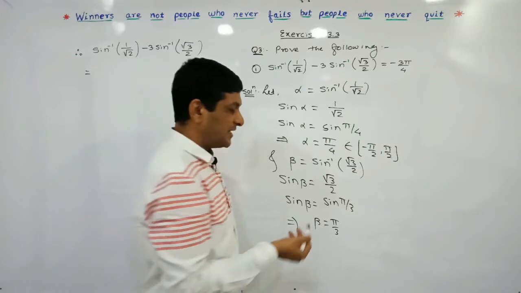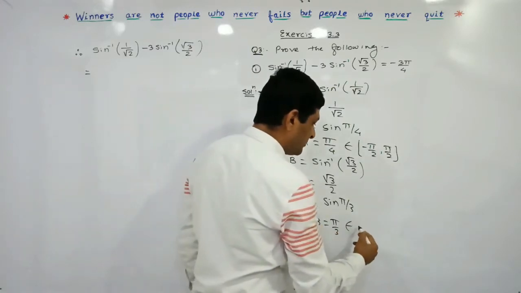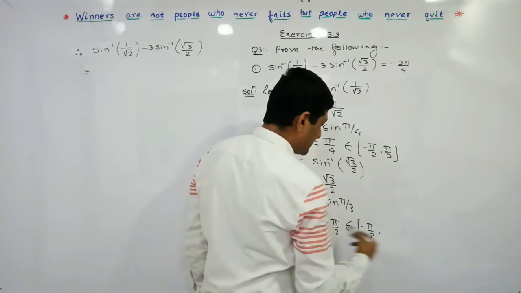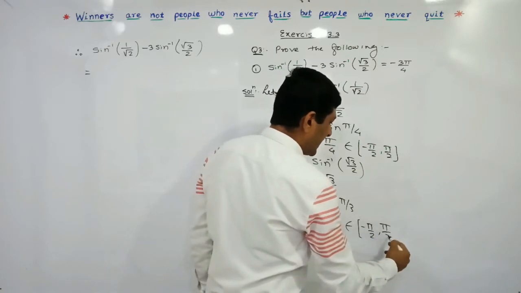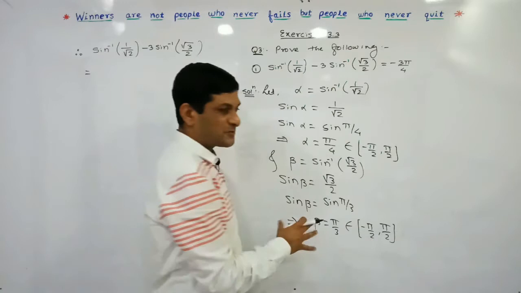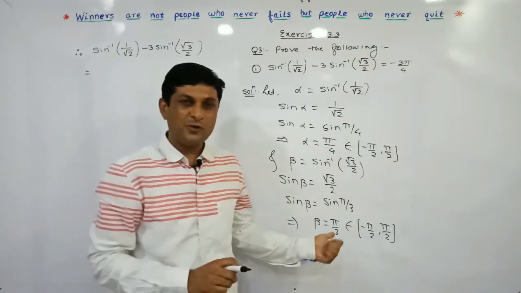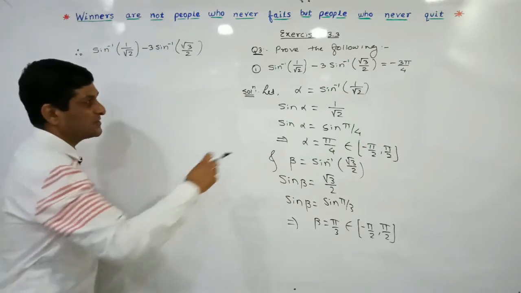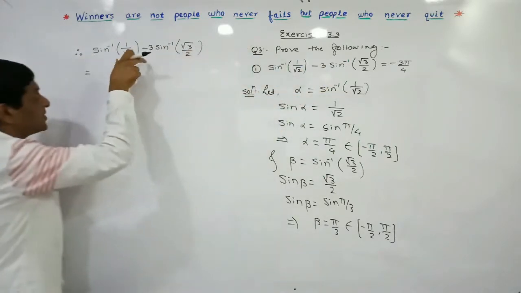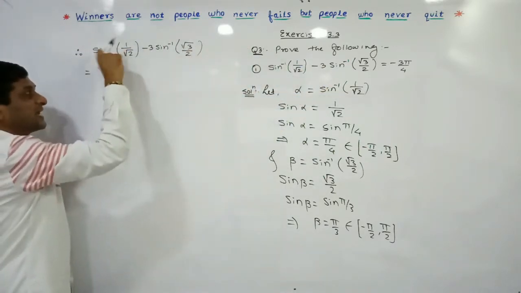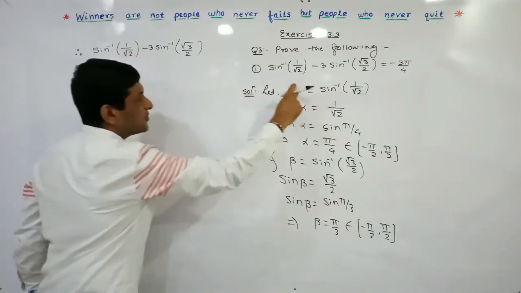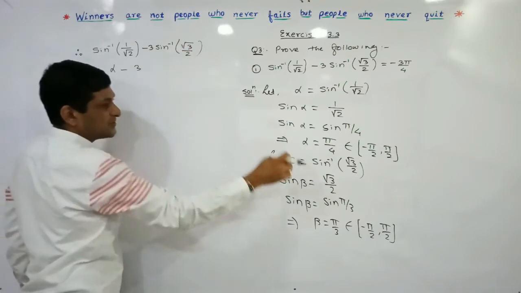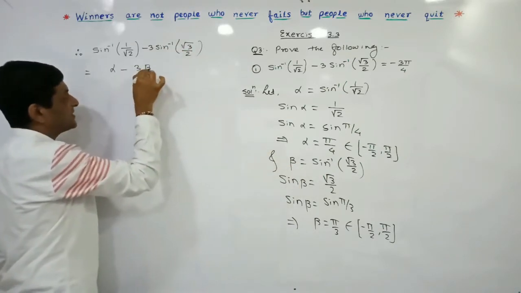Since it is the value of sine inverse, we have to check whether it belongs to its range set or not. Yes, we can observe that pi by 3 belongs to minus pi by 2 to plus pi by 2. That's why we are able to consider it as the value of sine inverse. Once both the values are known to us, substitute these values in the left hand side. We have denoted sine inverse of 1 by root 2 by alpha, minus 3, keep it as it is, and this value we have denoted by beta. So replace it by beta.